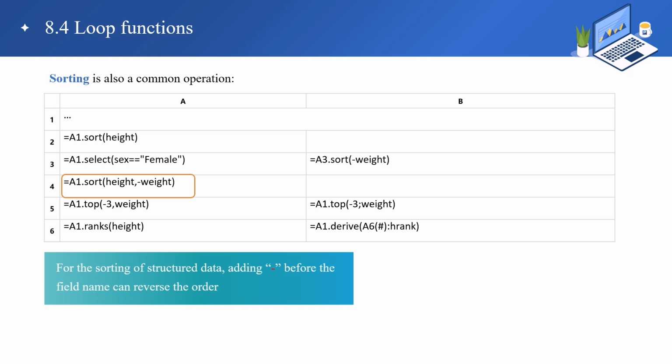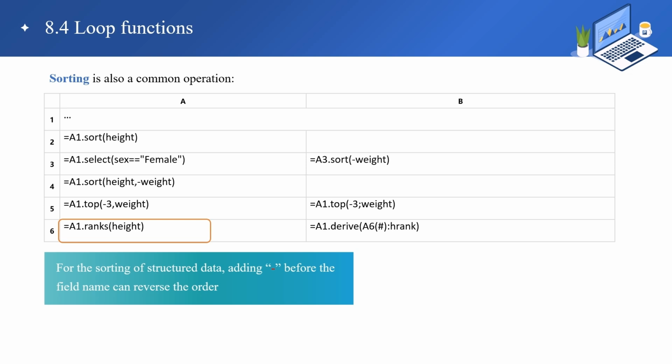Using negative numbers in the top function is another way to represent the reverse order, which is equivalent to getting the last few after sorting. If using positive numbers, it means to get the first few. A5 and B5 will calculate the 3 largest weights and the 3 individuals with largest weights respectively. The calculation result of A5 is a sequence composed of 3 numbers, while B5 returns a record sequence composed of 3 records. SPL also supports ranking function.